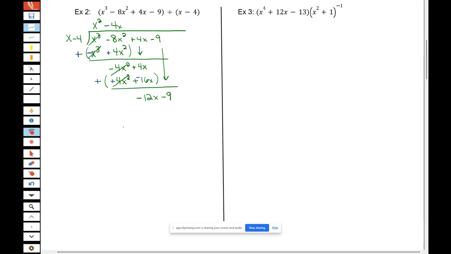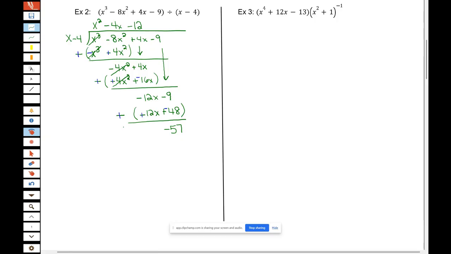Okay, so I'm going to need a negative 12 here to multiply by x and get negative 12x. And then negative 12 times negative 4 is positive 48. Subtract the entire quantity, distribute the negative sign through. And it looks like I'm going to get a remainder of negative 57.